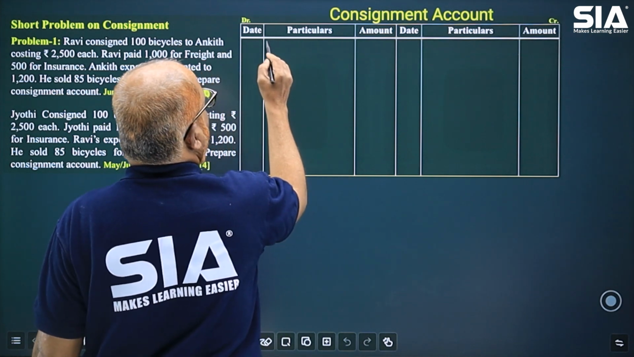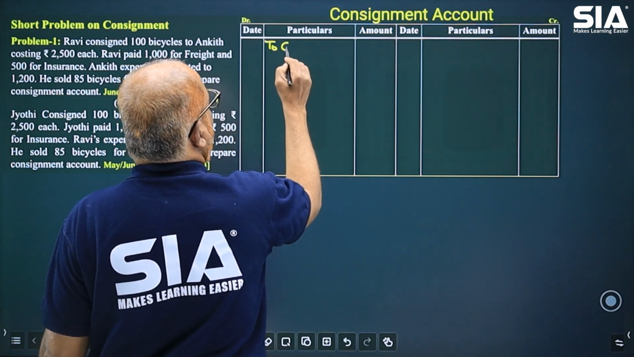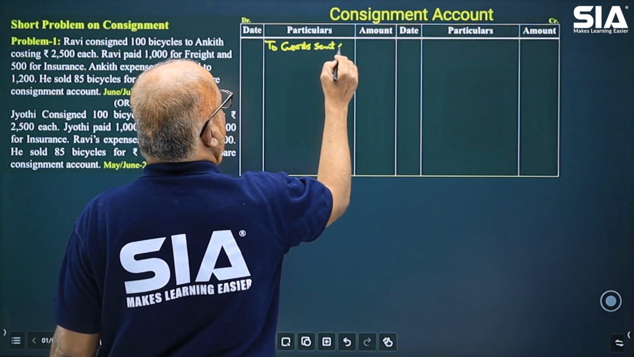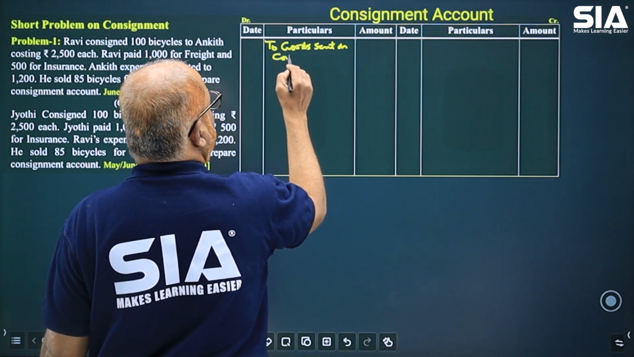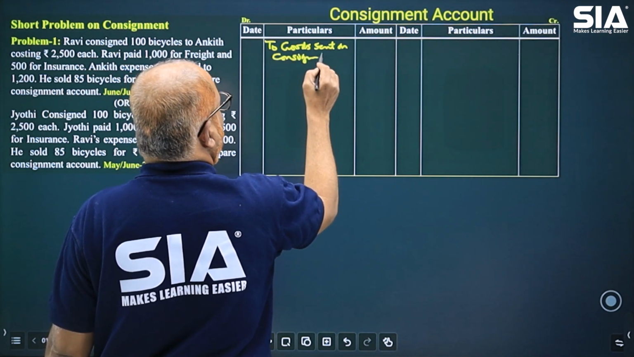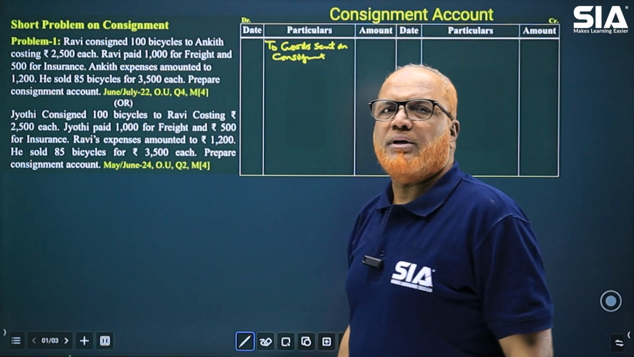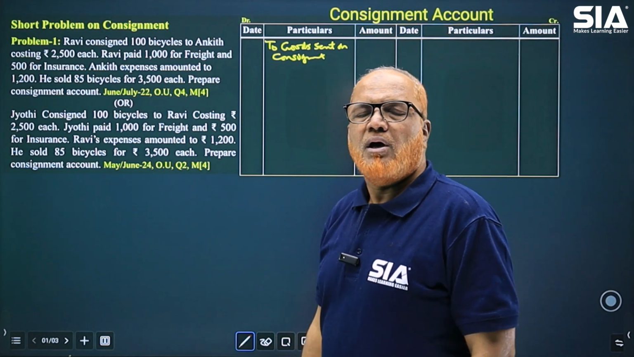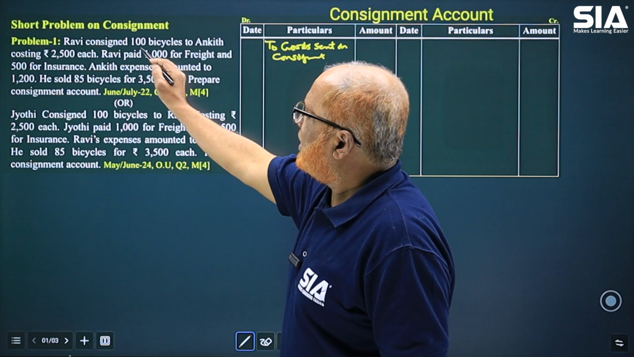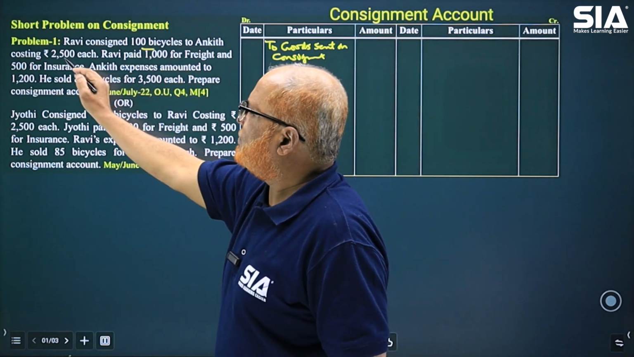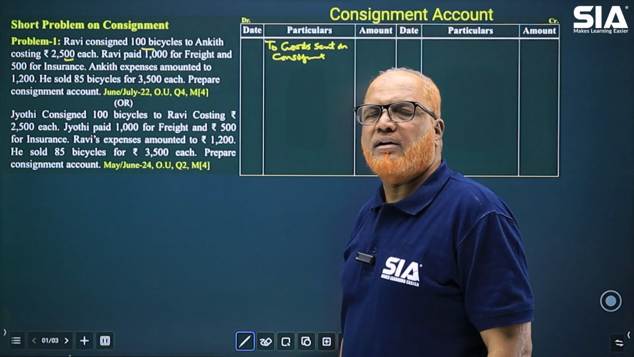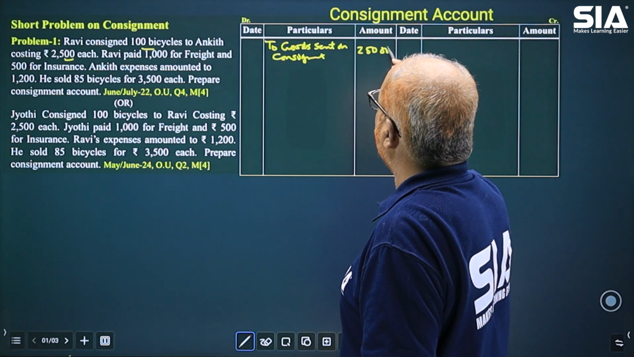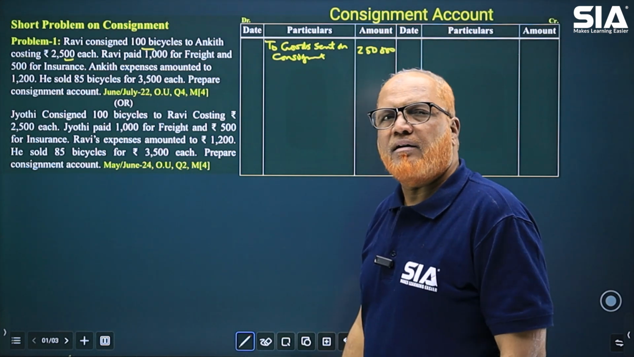So consignment account debit side to goods sent on consignment. If the date is given, then we would have written the date. Date is not given. So, to goods sent on consignment. How many bicycles have been sent? 100 bicycles. Each bicycle 2,500. So multiply 2,500 into 100, you will get 2,50,000. That's all. First entry completed.